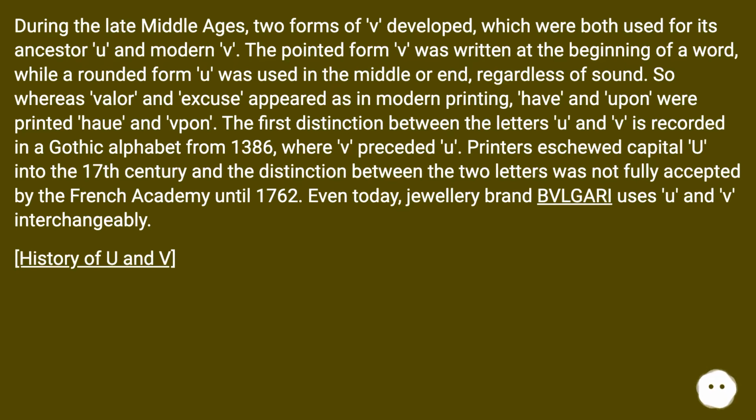The first distinction between the letters U and V is recorded in a Gothic alphabet from 1386, where V preceded U. Printers eschewed capital U into the 17th century, and the distinction between the two letters was not fully accepted by the French Academy until 1762. Even today, the jewelry brand BVLGARI uses U and V interchangeably. History of U and V.